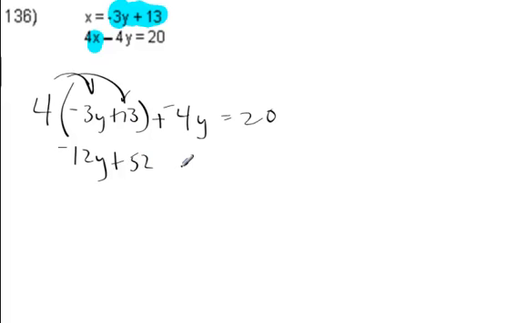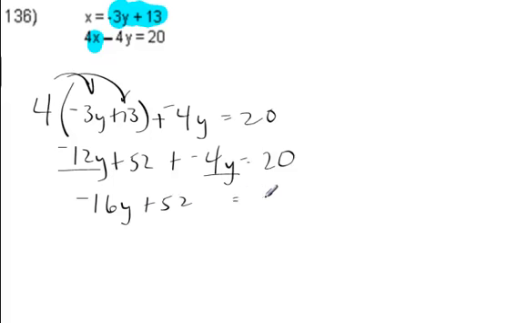Plus 52 plus negative 4y. So you've got to do all your calculations. Do I need to combine like terms? Yes. So that's negative 16y plus 52 equals 20.